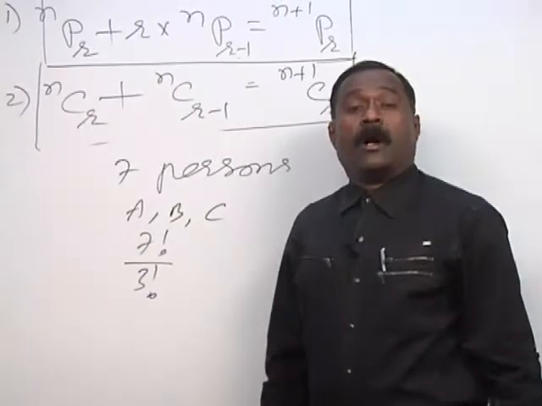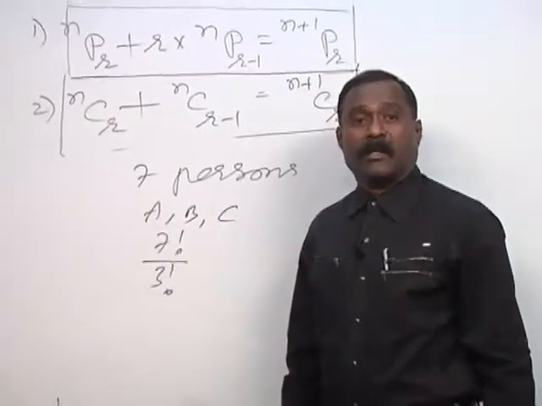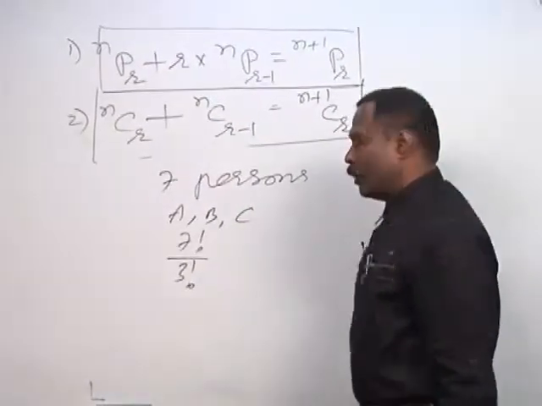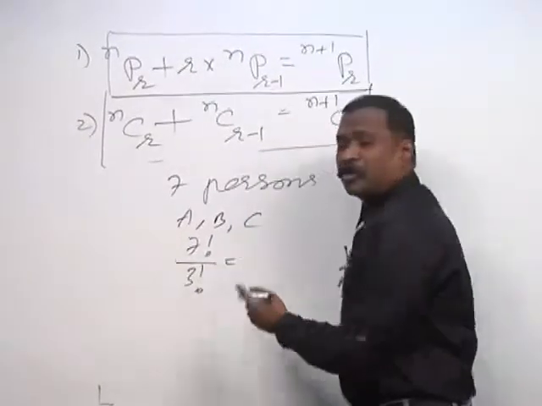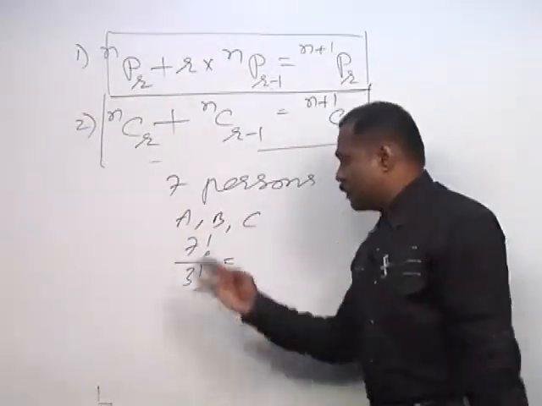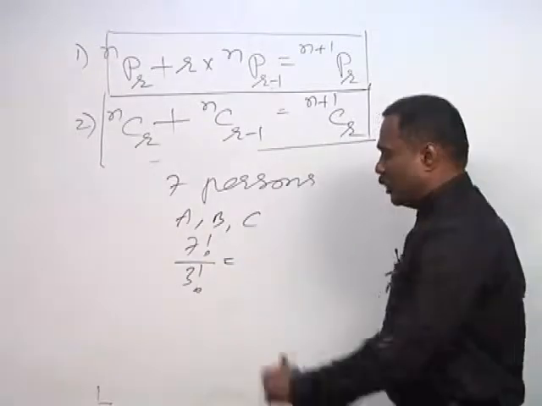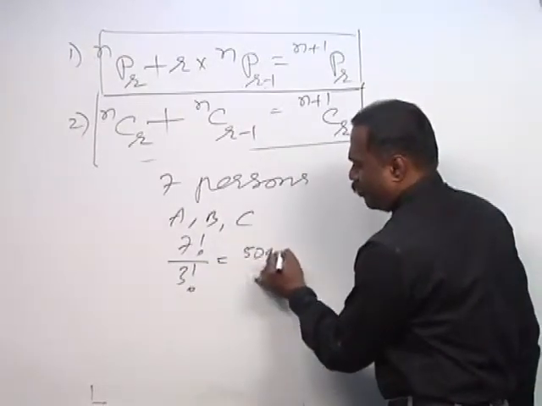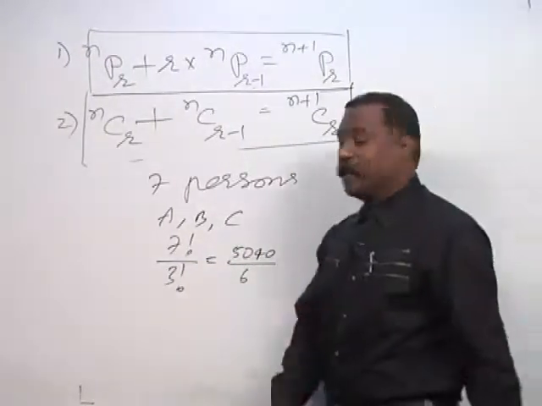7 factorial upon 3 factorial. So what should be the answer? You can imagine that 7 factorial is to be divided by 3 factorial, that is, 5040 upon 6. Simplify that, you will get the answer.